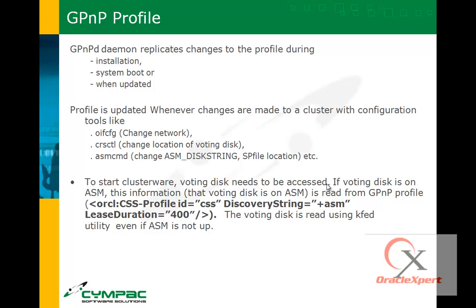To access the voting disk to be part of a cluster, I need to start ASM. And to start ASM, I need an SPFILE. And the SPFILE itself is on the ASM disk group. Then how does this whole thing work?